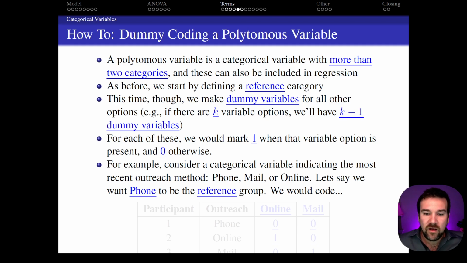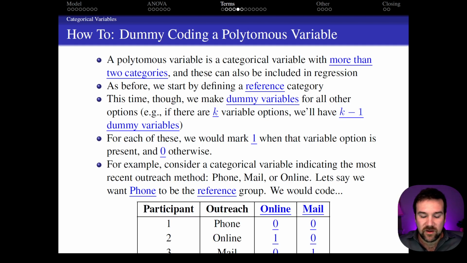All right, so in this case, we're considering a categorical variable, the most recent outreach method. This was kind of an interesting study. We're looking at attribution modeling. So in this case, phone, mail, or online. We want phone to be the reference group. Okay, so I have phone, mail, online. Phone is the reference group, so I need to make two categories, one for mail and one for online. And I'm going to name those variables those different levels. So I have a variable for online and I have a variable for mail.